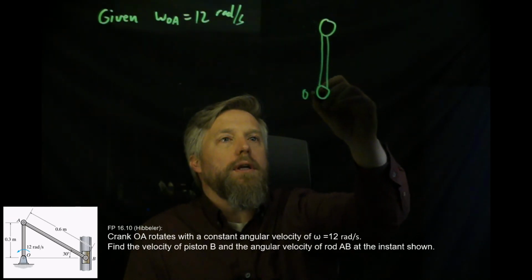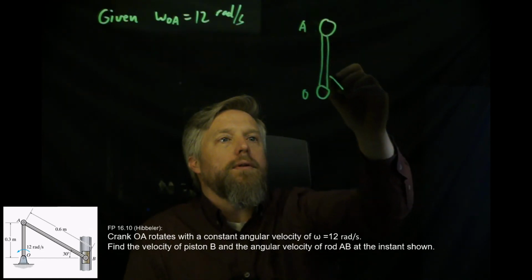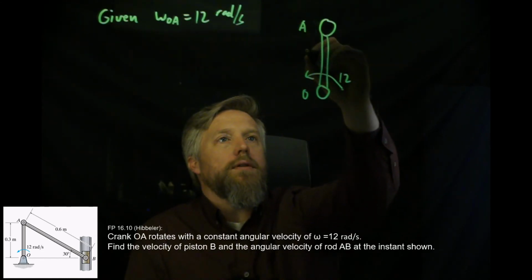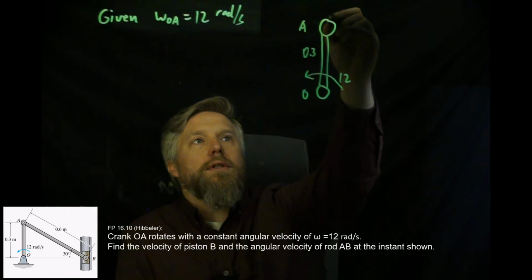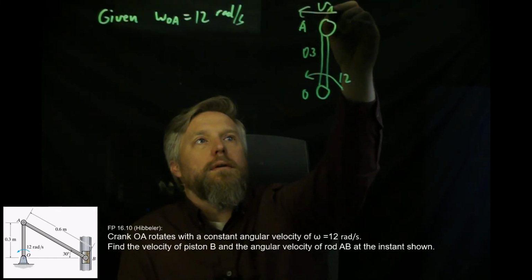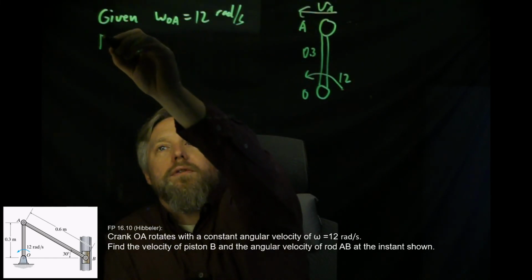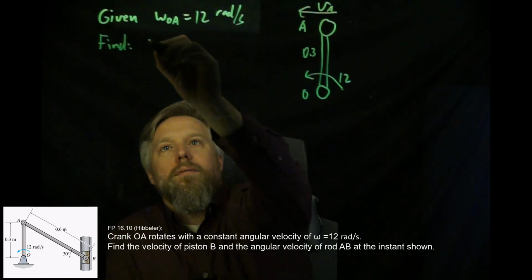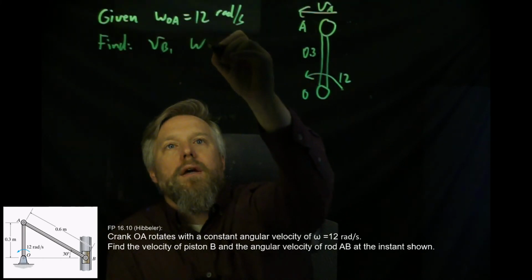We have our O down here. We have our A up here. We know it's going at 12, and we know this is 0.3. So we said our VA, the magnitude of our VA, we're supposed to find VB and omega AB.